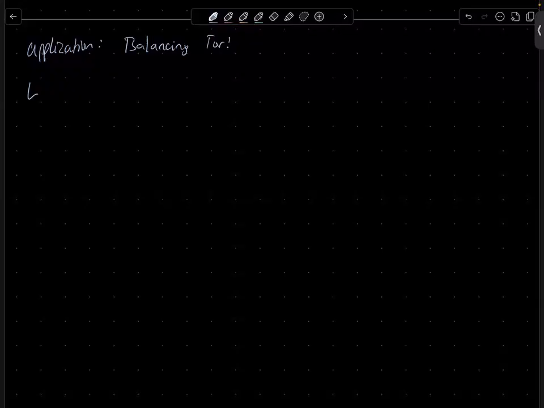So here's the application, which is balancing Tor, which is to say that you can left derive two different tensor products to get the same Tor groups. So L_n of A tensor dash on B is isomorphic to, I'm going to call this smiley face, L_n of dash tensor B on A. Oh, am I recording? I hope I am. I think I am.